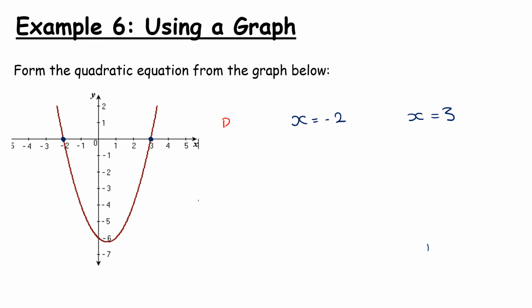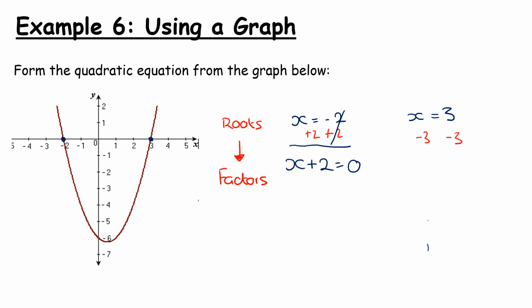Remember here we have our roots. We then want to change these roots into factors. To do that, we get a 0 on the right hand side. So here we're going to add 2 to both sides. And we get x plus 2 equals 0. Here we take away 3 from both sides. And we get x minus 3 then equals 0.